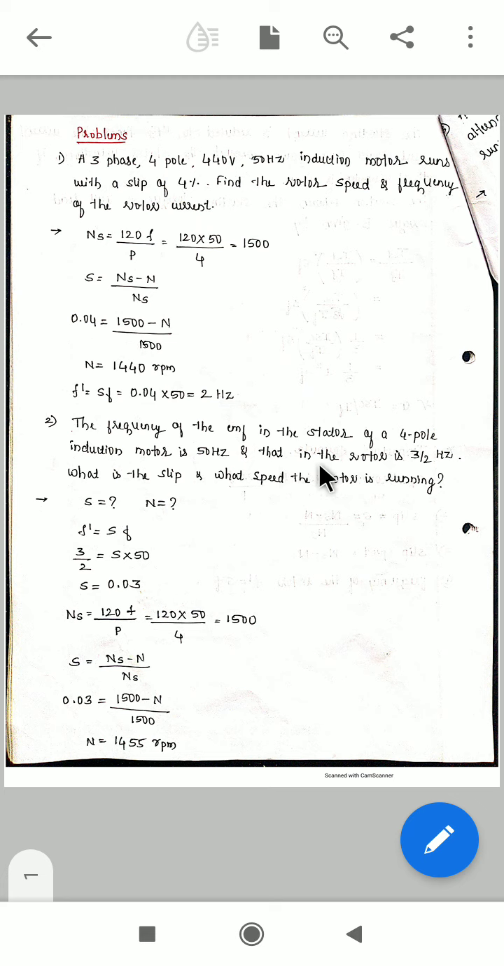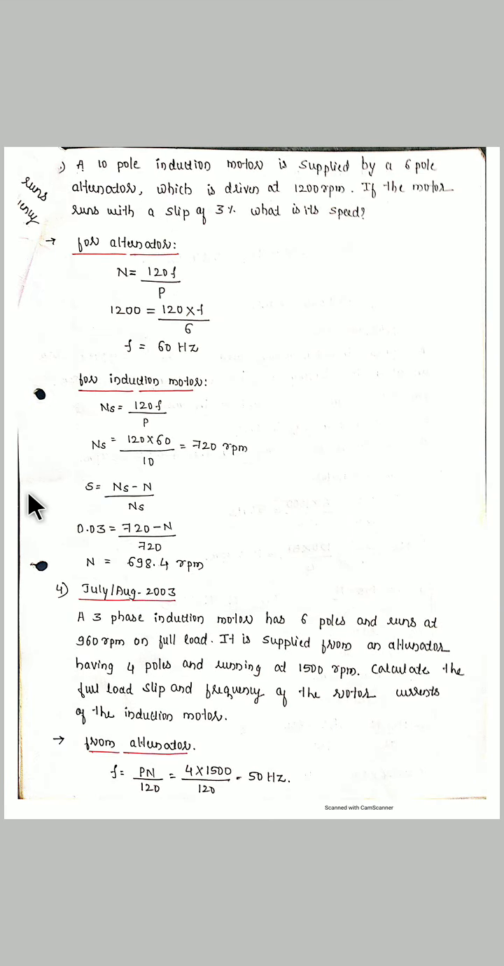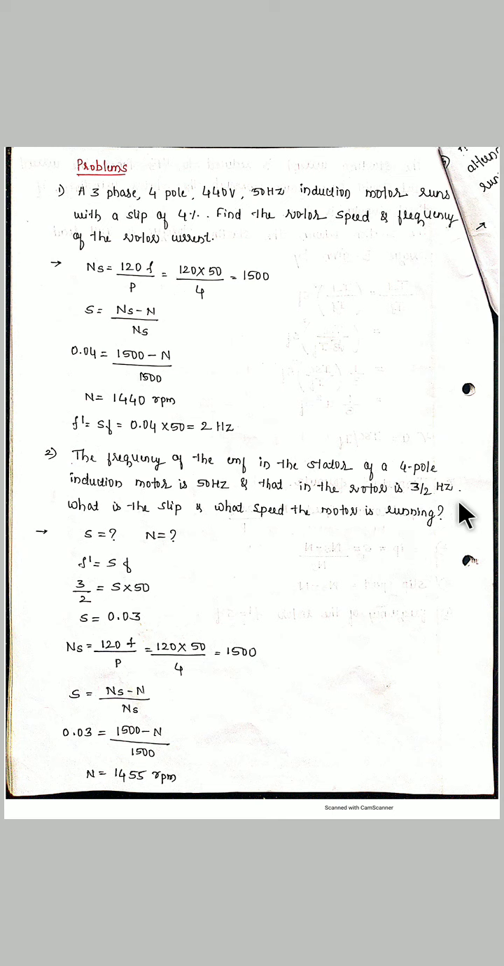Next problem. The frequency of the EMF in the stator of a 4-pole induction motor is 50 Hz and that in the rotor is 3.2 Hz. So this stator value is 50 Hz, and the rotor value is taken as 3 by 2 Hz, so f dash is 3 by 2. What is the slip, and what is the speed of the motor?